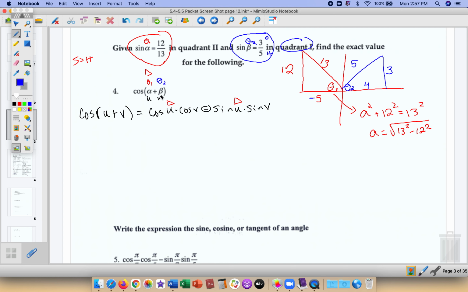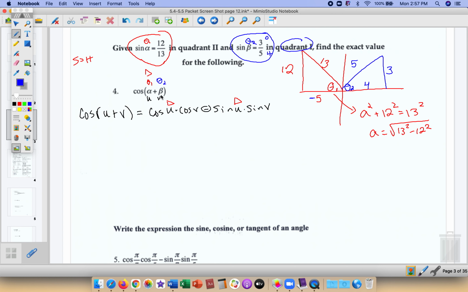If I look at the red triangle, the adjacent's negative 5, hypotenuse is 13. So negative 5 over 13. The cos of the blue triangle, adjacent over hypotenuse, so 4 over 5, minus the sine of the red triangle, so sine is opposite over hypotenuse, so opposite is 12 over hypotenuse 13, times the sine of the blue triangle, opposite over hypotenuse, 3 over 5.